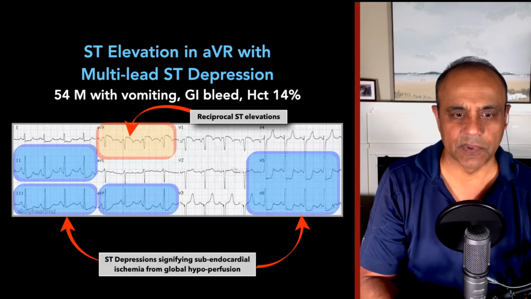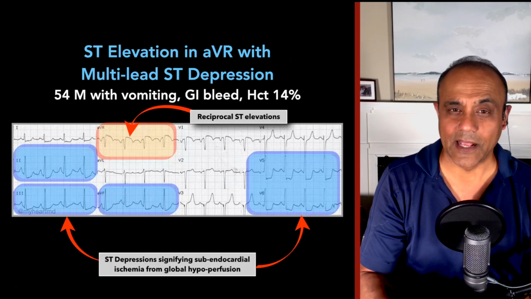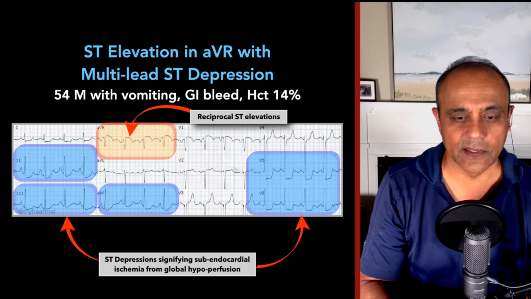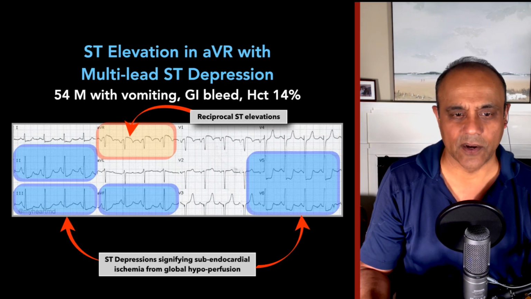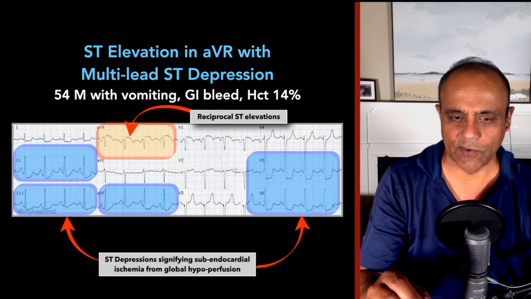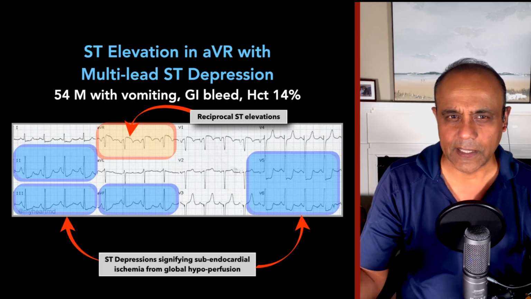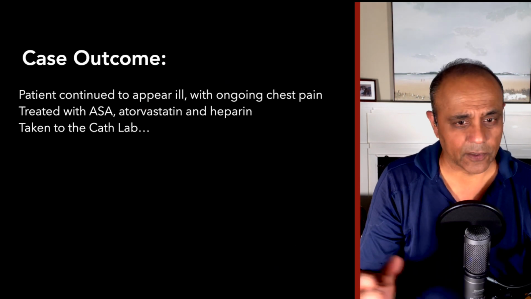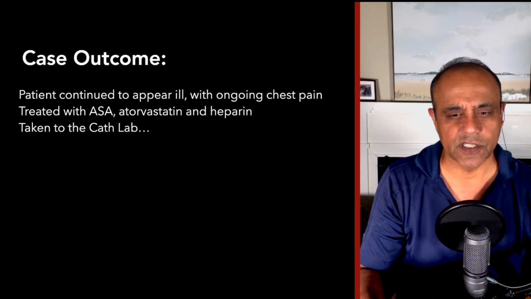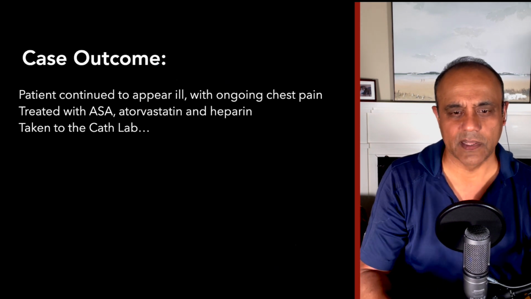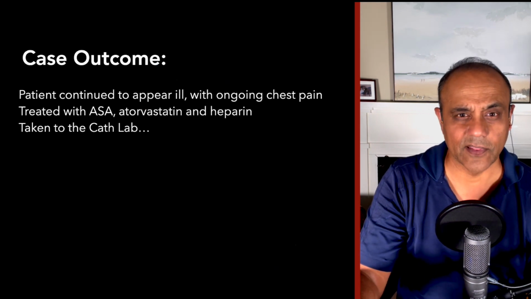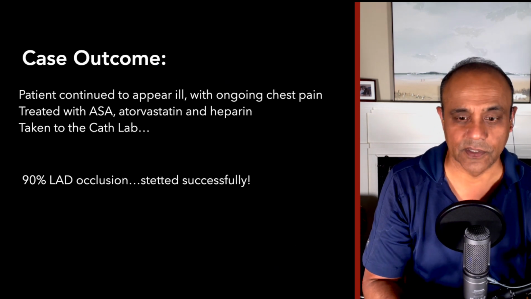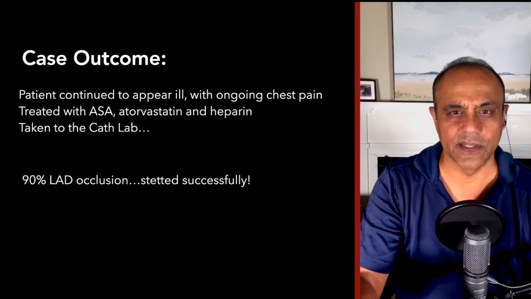Here's a case, for example, of a patient who came in with a GI bleed and a hematocrit of only 14%. And guess what? He had the same exact pattern with isolated elevations in lead AVR, along with multi-lead depressions throughout the other leads. So, outcome, well, this patient looked ill. He had chest pain. He got all the correct medications and was taken to the cath lab pretty urgently, where it was shown that he had a 90% LAD occlusion that was, in fact, stented successfully.